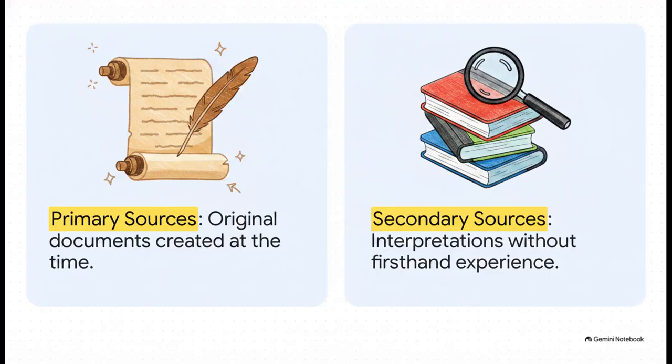Moving right along to Section 2, distinguishing between primary and secondary sources. Now we need to know exactly what kind of materials authors are actually using. According to the Library of Congress, primary sources give you that powerful first-hand raw material. We're talking original documents and objects created at the exact time under study. Secondary sources, on the flip side, are interpretations built after the fact. They're accounts created by someone who did not have first-hand experience with the event.